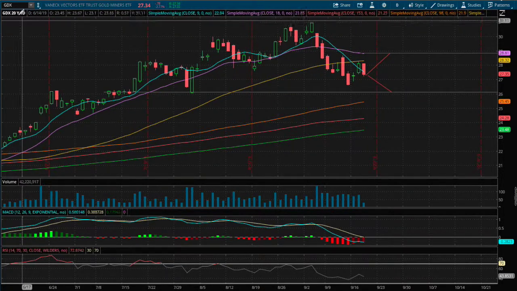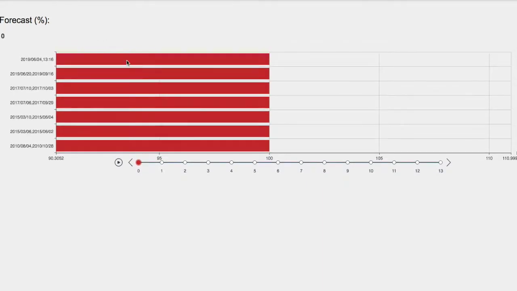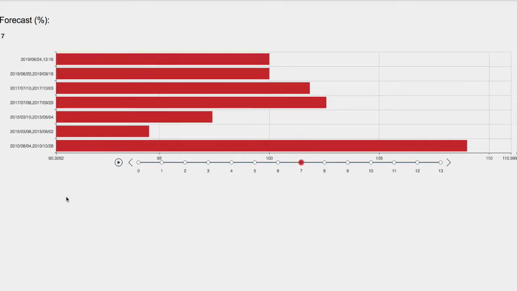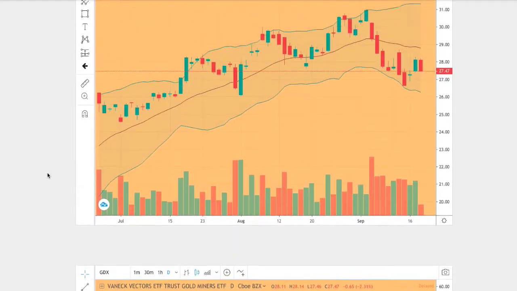So let's head to the forecast model. On here, I'll go day by day where GDX will head to in the next coming days. So we have 1 day out, 2 days out, 3 days out, 4 days out, 5 days out, 6 days out, and 7 days out. So which one of these forecast models should we focus on? Ideally, the model that is the best match to the current trend.